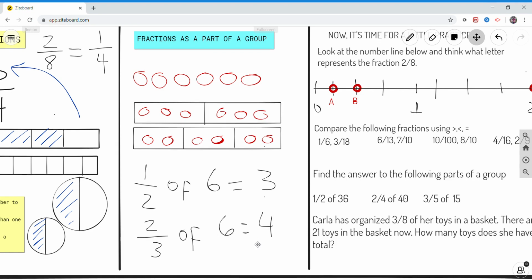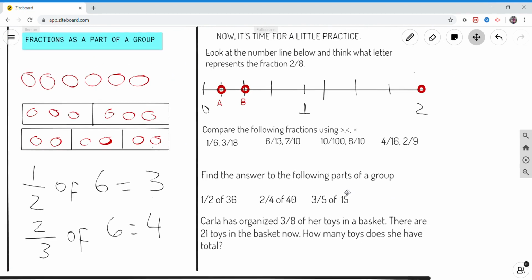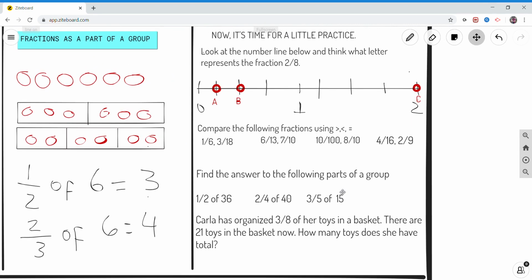Alright guys, so that was a very fast review of fractions, and now it's time for you to practice. I'm going to read the instructions for these activities, and once I'm done, I want you to pause the video, go get paper and pencil, dry eraser and marker, anything that works best for you, and work on this. Okay?